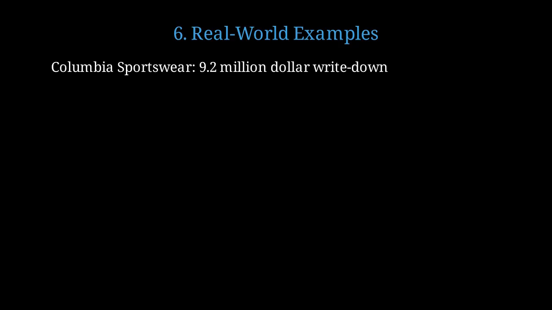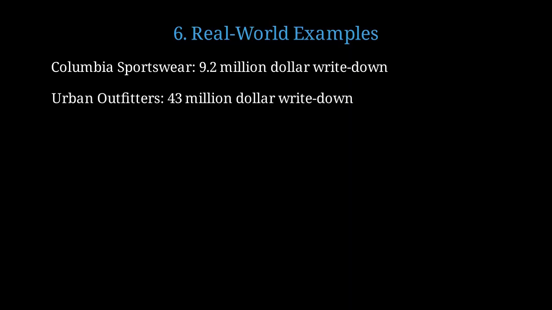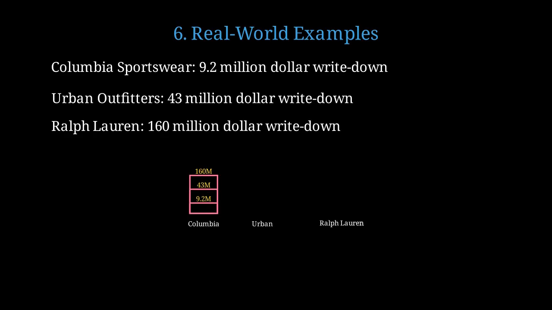Major companies regularly write down inventory when market conditions deteriorate. Columbia Sportswear recorded a $9.2 million write-down due to unsold inventory. Urban Outfitters had to write down $43 million of inventory. Ralph Lauren recorded a massive $160 million inventory write-down. This chart shows the escalating scale of inventory write-downs across these three major retail companies.